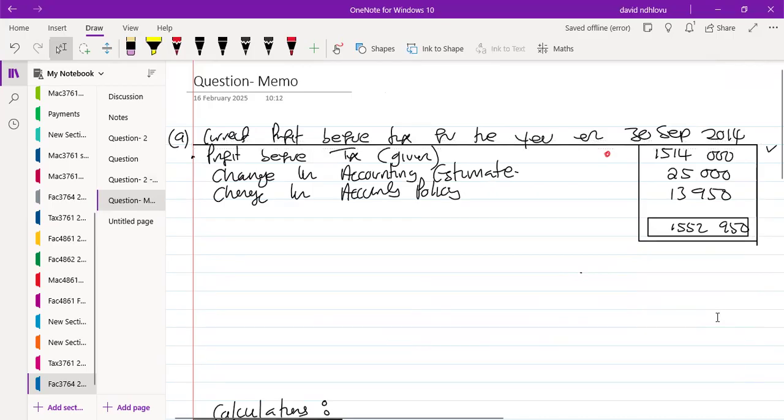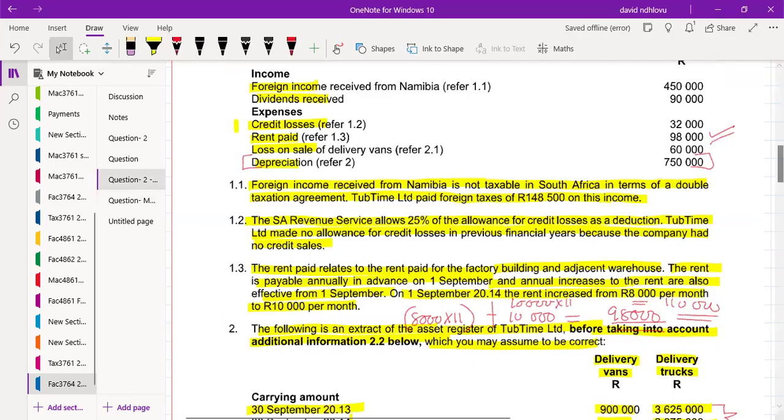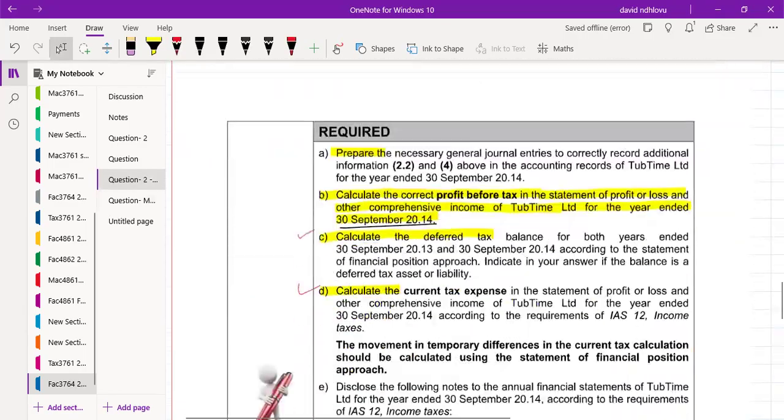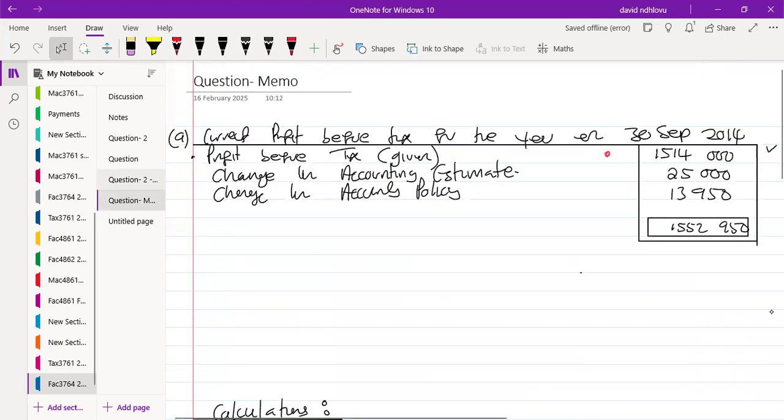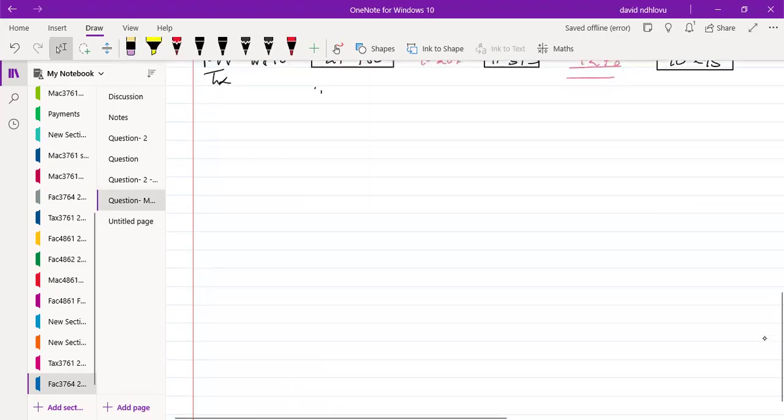Right, what's our next requirement? Any question? Right, let's go to our next requirement. The next requirement requires the calculation of deferred tax for both years 2013 and 2014. So we are going to look at the calculation of deferred taxation.